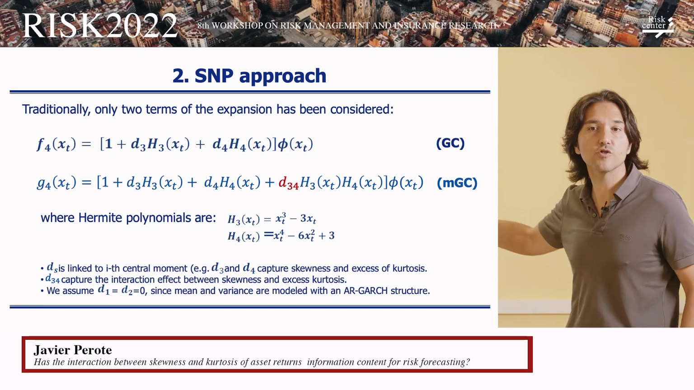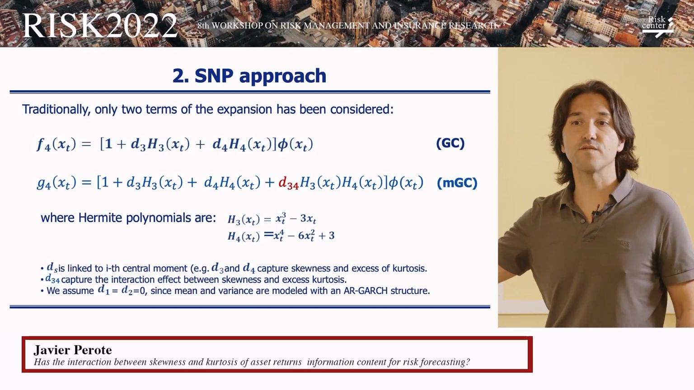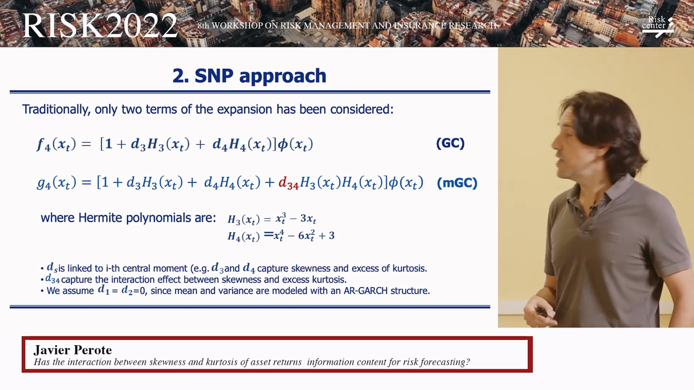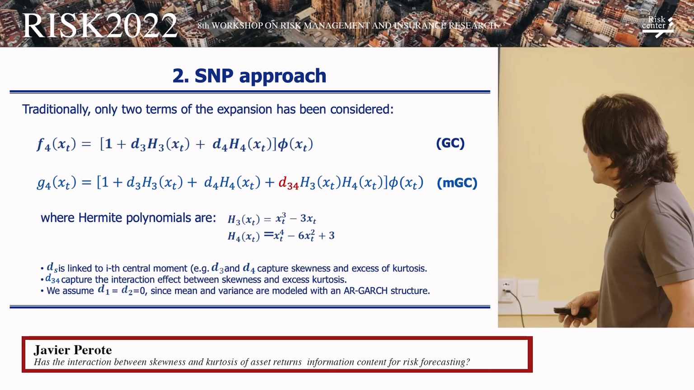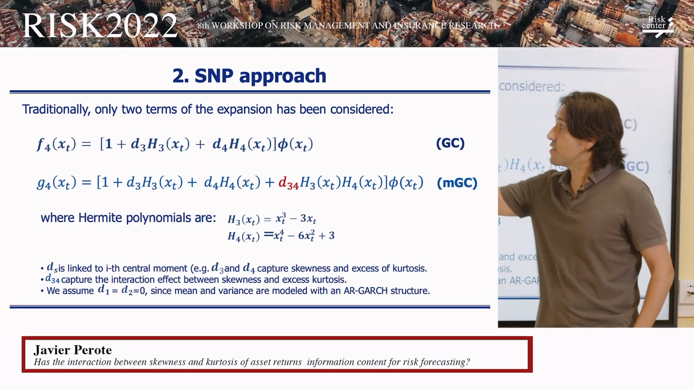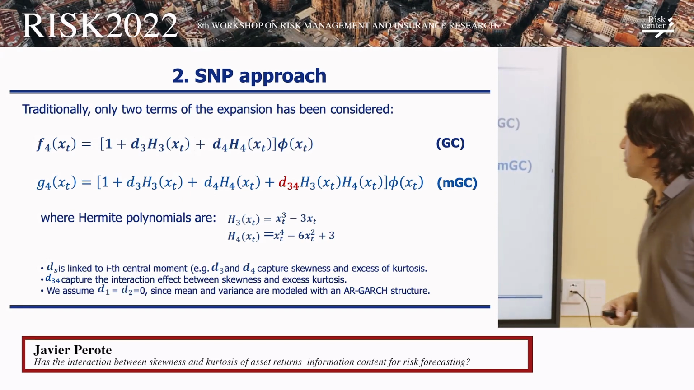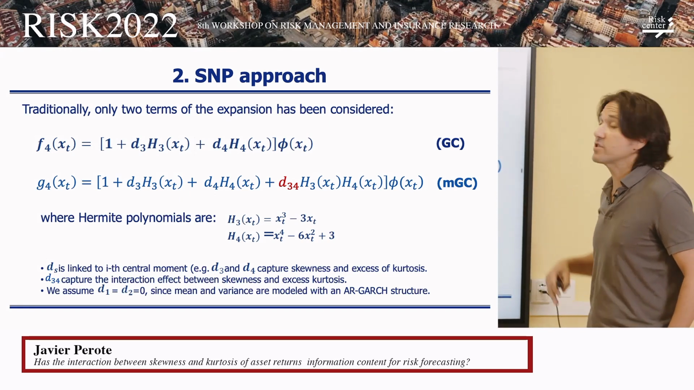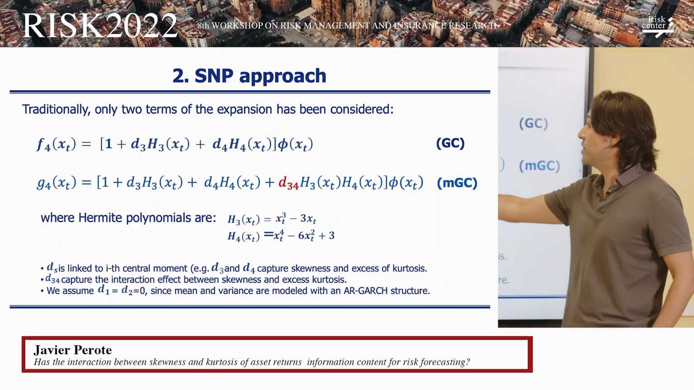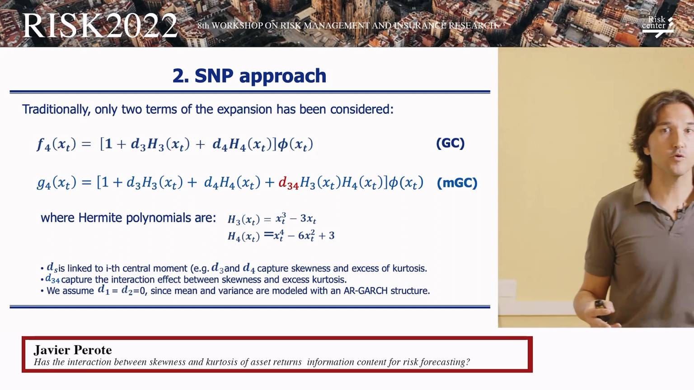Afterwards, we are going to make transformations to introduce conditional autoregressive and GARCH processes for modeling conditional mean and variance of the variable. So in this case, this is the standard Gram-Charlier expansion, where D3 is capturing skewness and D4 is capturing excess kurtosis. And this is our proposal, the modified Gram-Charlier, where we are introducing this interaction term that we argue is capturing the interaction between skewness and kurtosis.